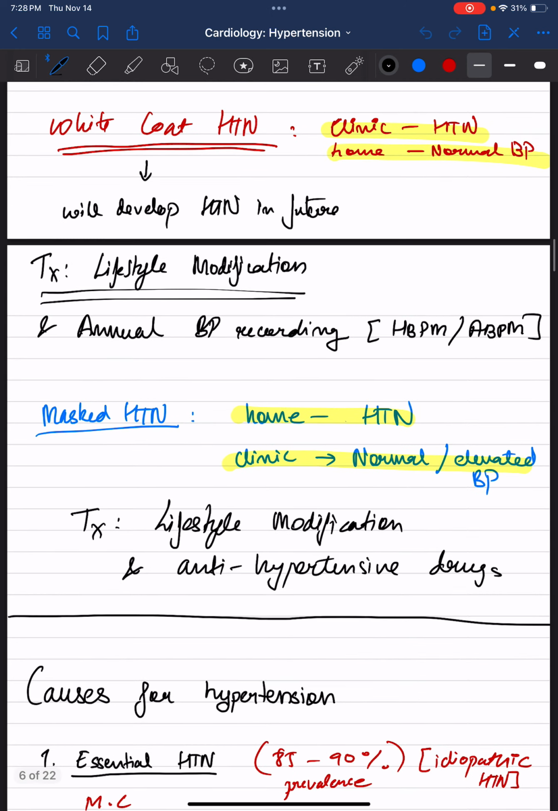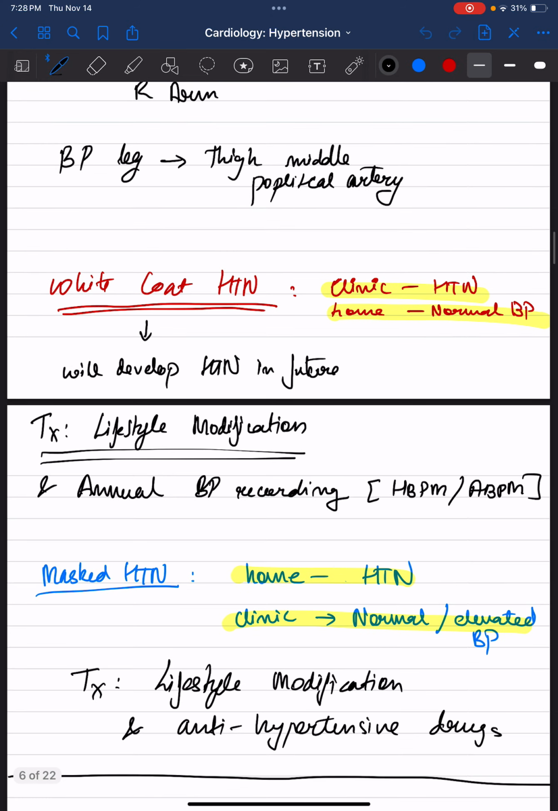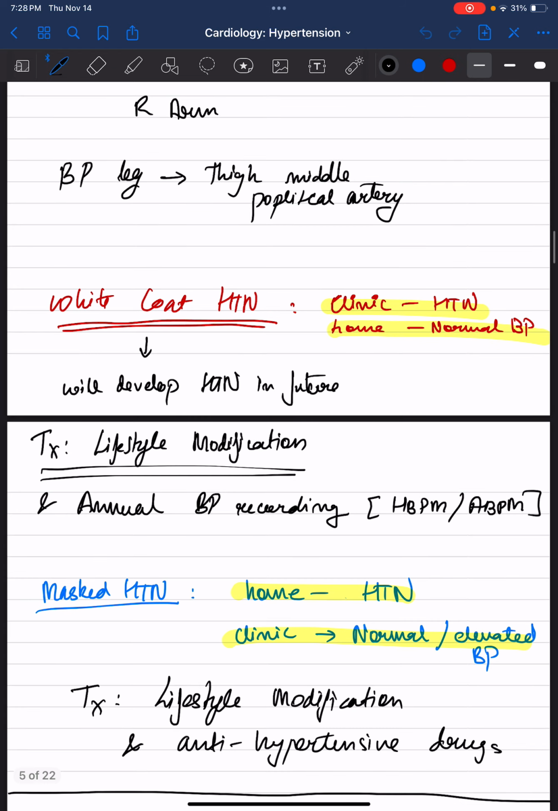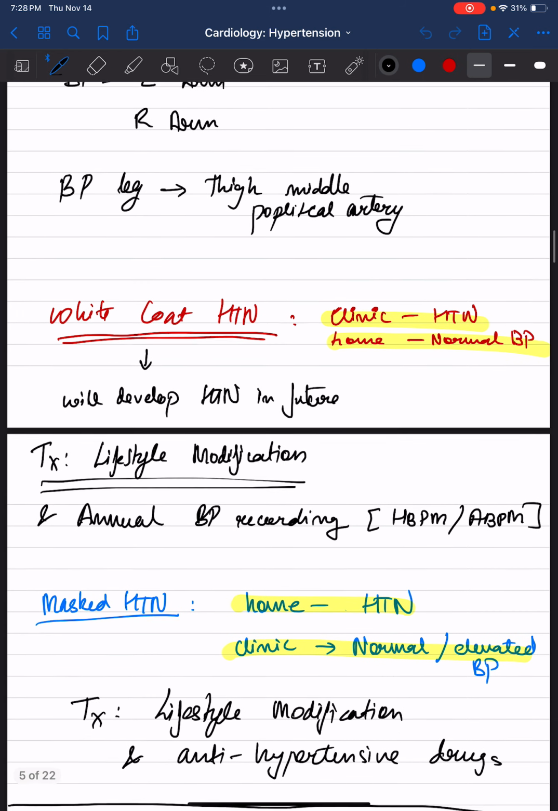There's another term called masked hypertension. At home the patient will be hypertensive, but when the patient comes to the clinic, he will have a normal blood pressure or maybe elevated blood pressure, which does not pass the threshold for hypertension. Even for this, the treatment will be lifestyle modification, just as with white coat hypertension, and we'll also prescribe antihypertensive drugs to this patient. So this was part one of hypertension.